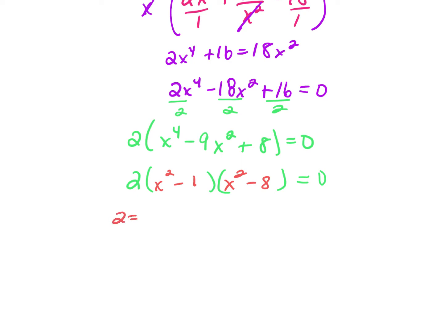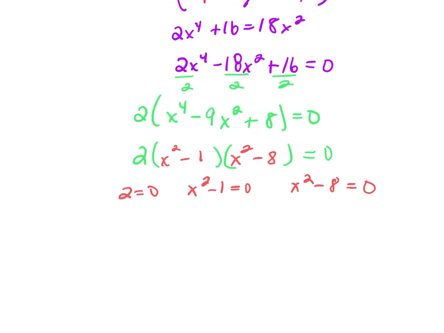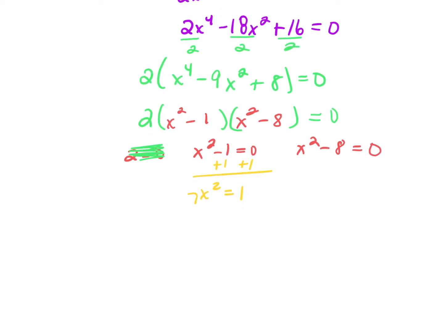So now we set each piece equal to 0. So I have 2 equals 0, x squared minus 1 equals 0, and x squared minus 8 equals 0. Is this first statement true? Will 2 ever be 0? Okay, cross it out. If I go to solve this, would you guys agree I'm going to add 1 to both sides? I get x squared equals 1. Take the square root, so what does x equal? Plus or minus 1. Good.